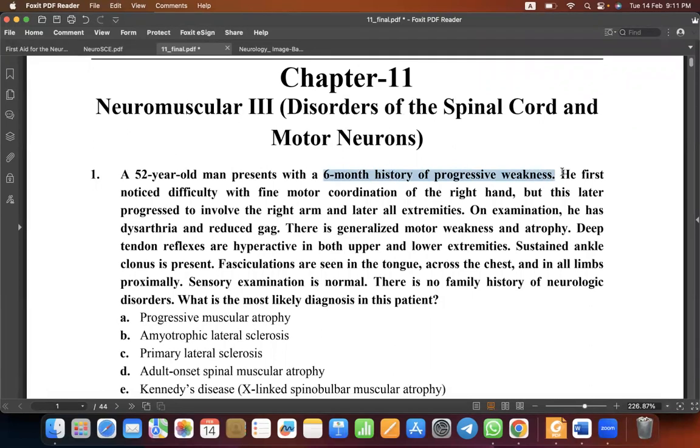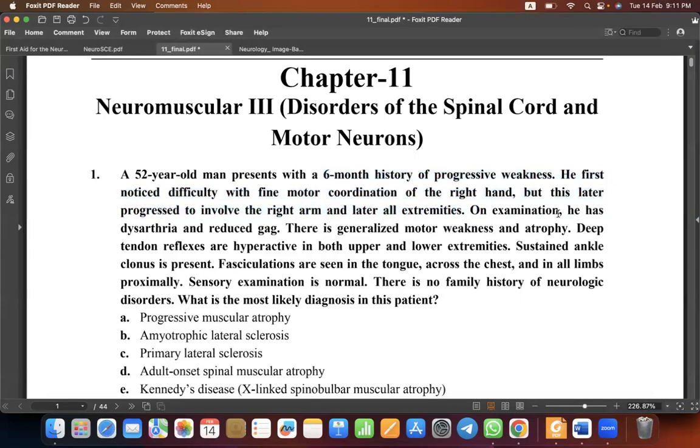That is very important. The weakness involves the fine motor coordination in the right hand, then it involves the right arm and later all extremities. So the thing that we should keep in mind is that sometimes in motor neuron disease or other disorders, they will present involving one limb, then it will spread to other limbs as well.